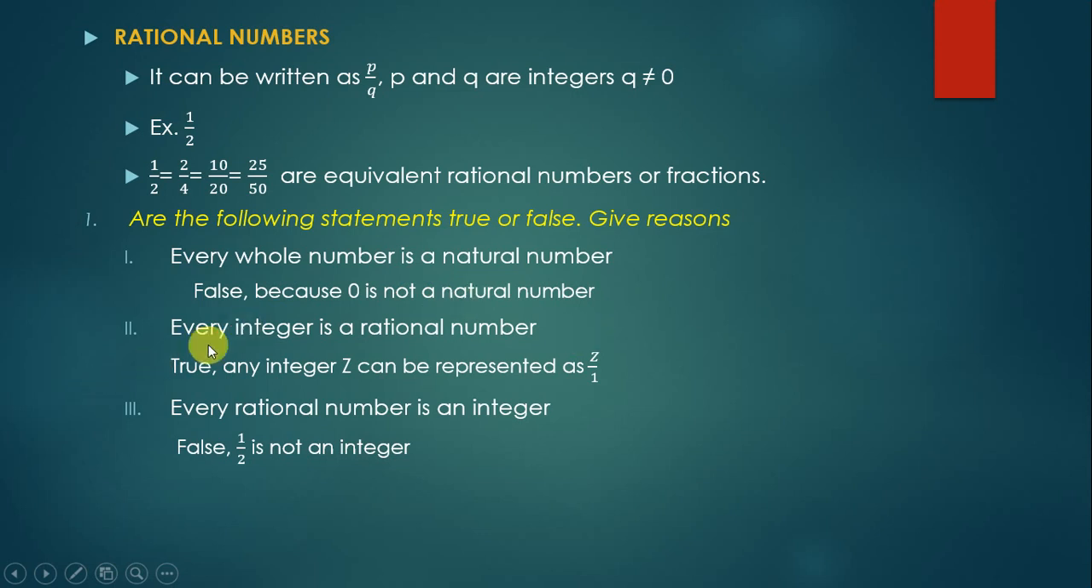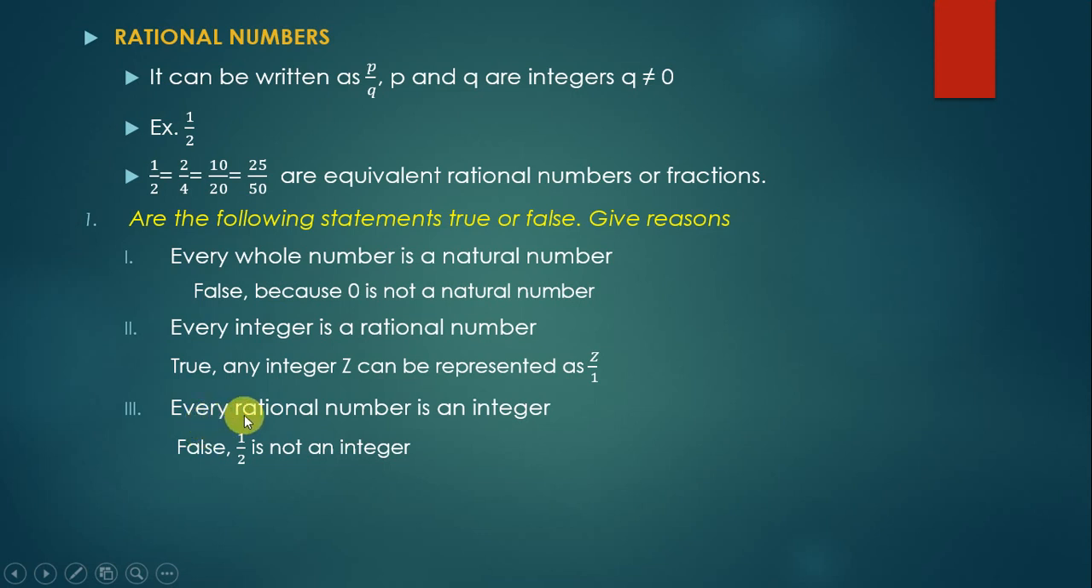Okay. Next one, every integer is a rational number. So we think about integers. Integers means positive numbers, 0 and negative numbers. Any number can be represented as that number by 1, right? If I am taking minus 1, I can represent it as minus 1 by 1. If I am taking 2, it can be represented as 2 by 1, right? So any integer can be represented as that number by 1, so it becomes a rational number. So the condition is true. Any integer z can be represented as z by 1. So every integer is a rational number.